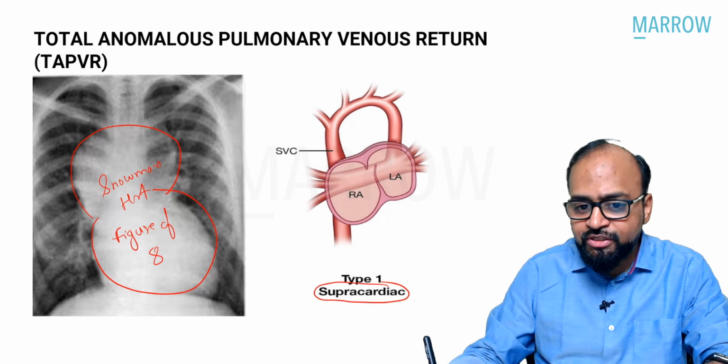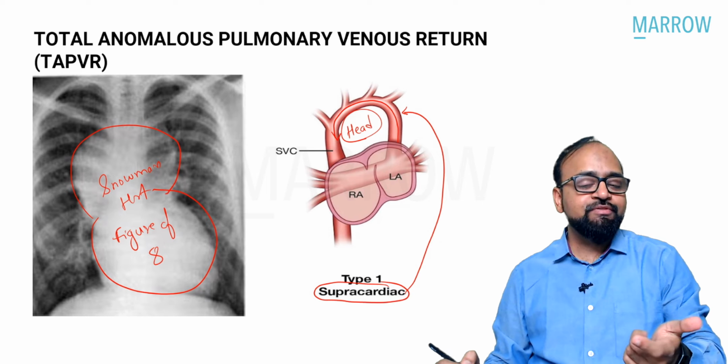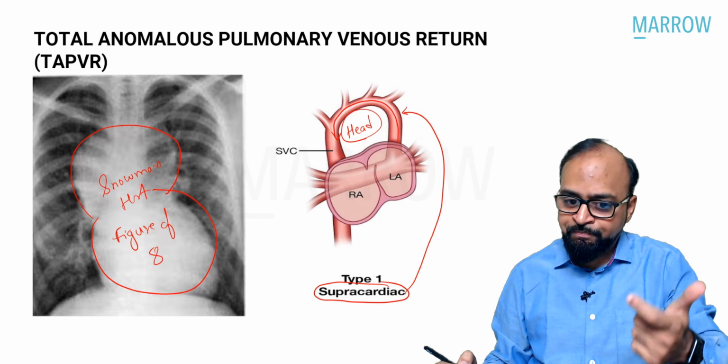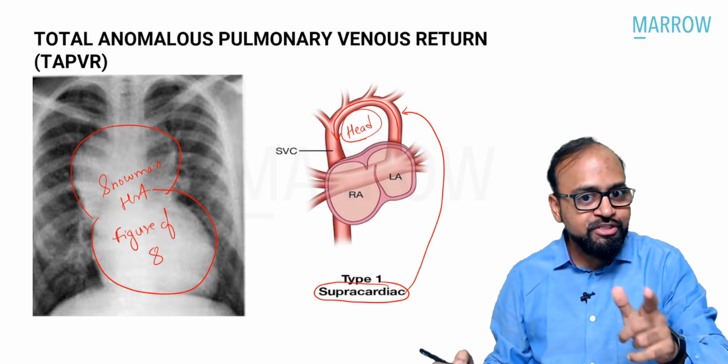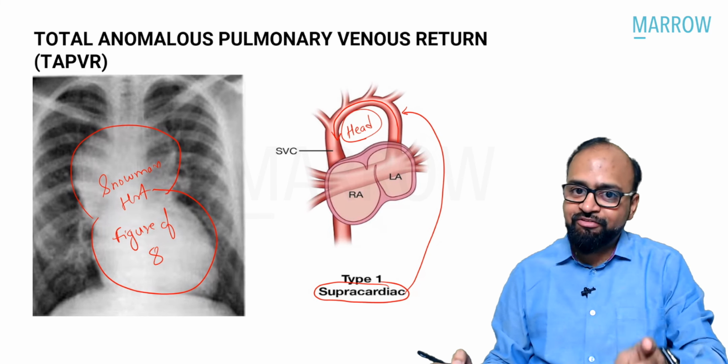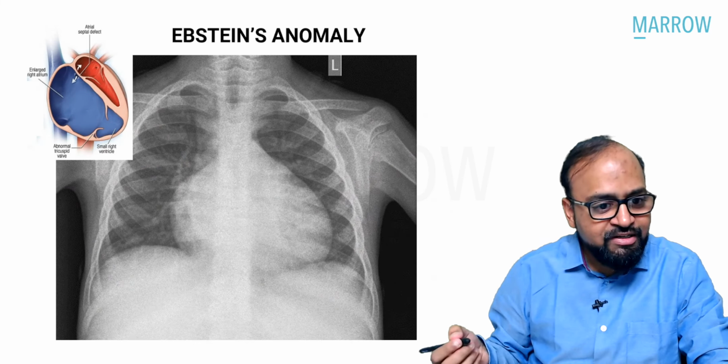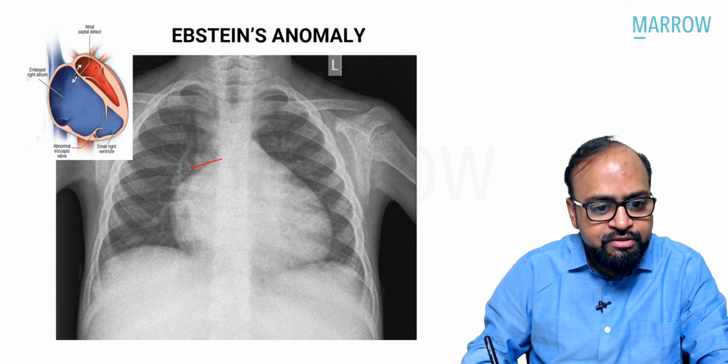So this figure of 8 heart, snowman heart, is seen only in one type of TAPVC or total anomalous pulmonary venous return, that is the supracardiac type. It is not seen in cardiac type, it is not seen in infracardiac type. Remember this.